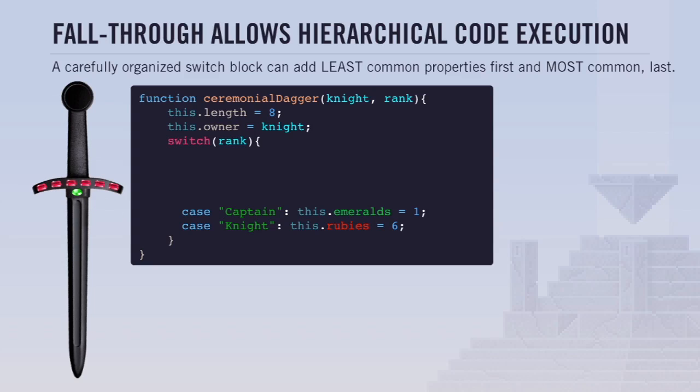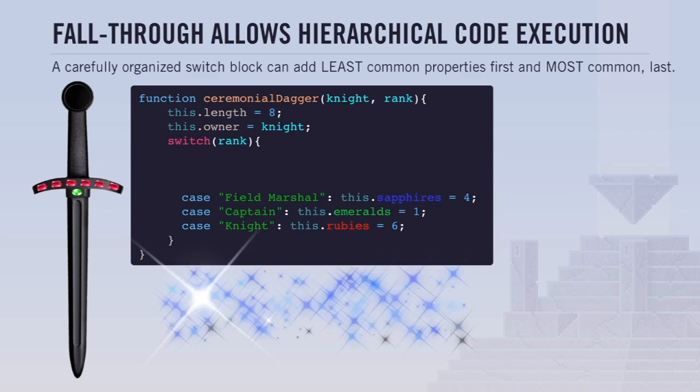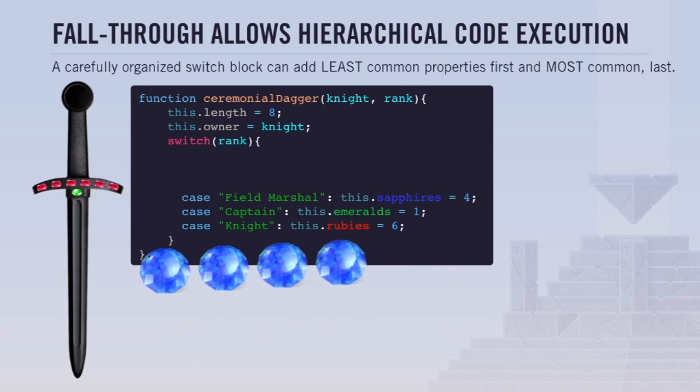Now, notice there's a fall through here, meaning that the captain will not only receive 1 emerald, but since there's no break statement, they will also receive all of the rubies that a knight gets because of the hierarchy we've arranged our code in. The next highest level is the field marshal. This guy's going to get 4 sapphires. If you're a field marshal, you are sitting pretty.